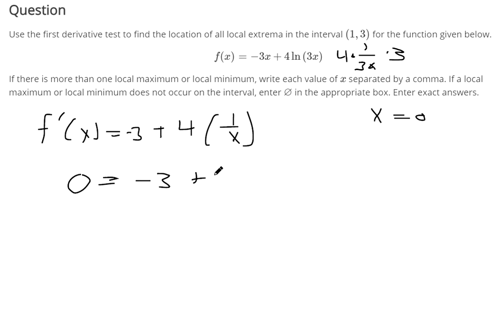So critical points are where the derivative fails to exist, or where the derivative equals 0.